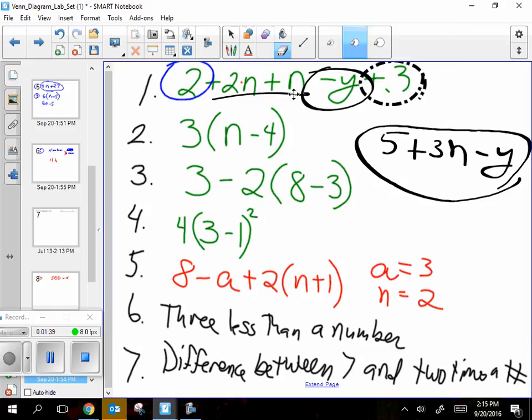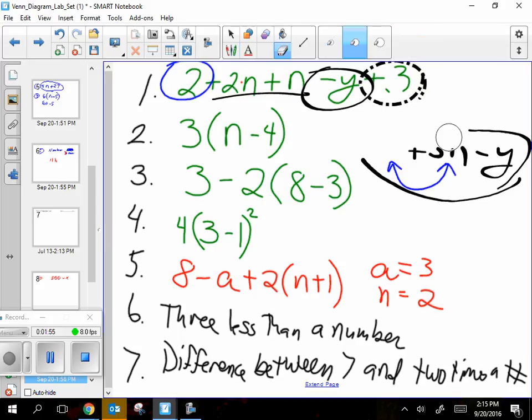Remember I was talking about how adds can be rearranged? Like 5 plus 4 is the same as 4 plus 5. These could be rearranged. You could put the 3n first if you wanted and put the 5 later. That'd be fine. Okay, on to number 2.